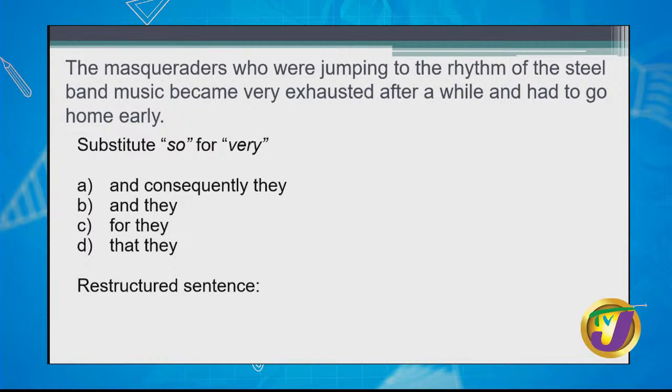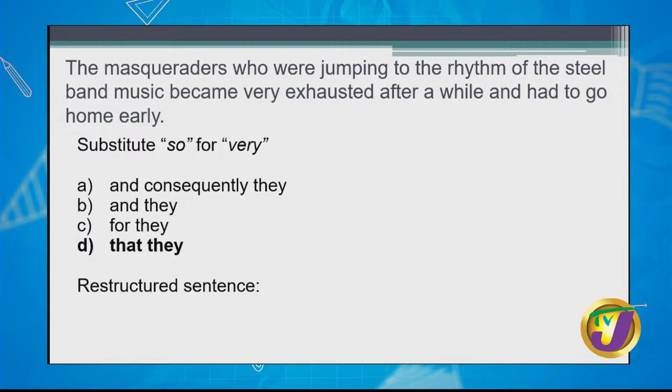So of course, you're going to start. The masqueraders who were jumping to the rhythm of the steel band music became so exhausted. What would you end up using now in the rest of that sentence? Would you use and consequently they, and they, for they, or that they? Which of these would you use? You'd end up using that they.